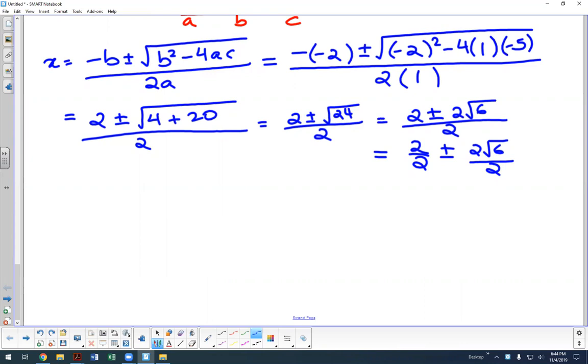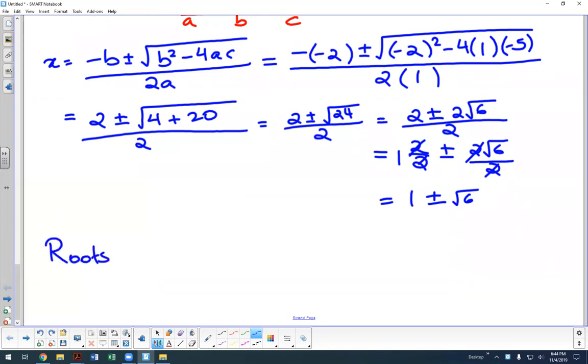So what happens with the 2 divided by 2? Oh, is it 1 plus? It becomes 1, yeah. And then plus or minus, so these guys become a 1. These guys cancel out, leaving us behind with the square root of 6.